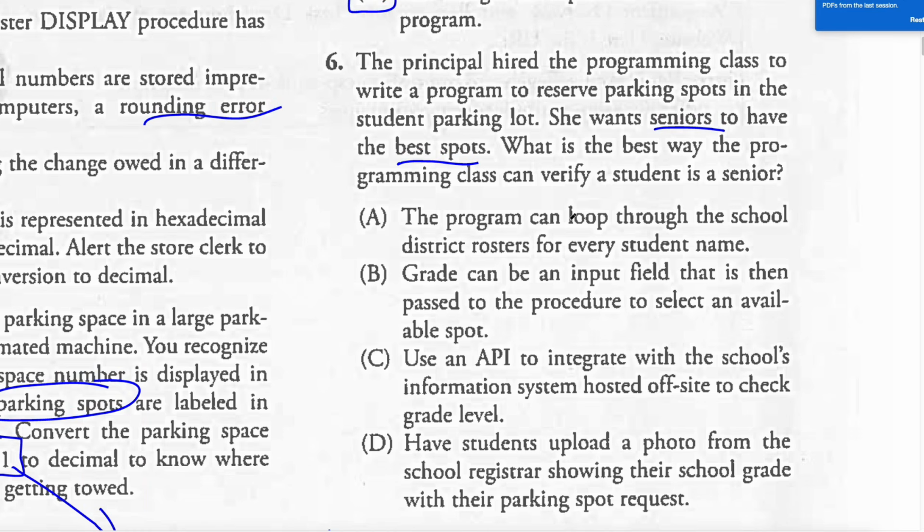For B, it says grade can be an input field that is then passed to a procedure to select an available spot. That seems like it's important, right? It needs the grade to figure it out. If it passes it to a procedure, so that's going to be like your algorithm, or in Scratch when we were making custom blocks, that would be kind of like the variable that's passed in.